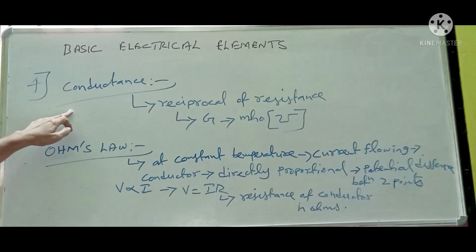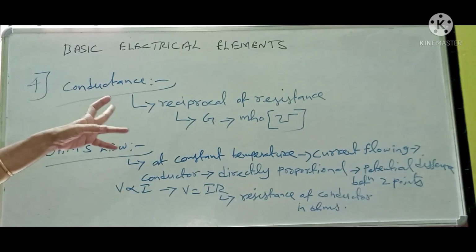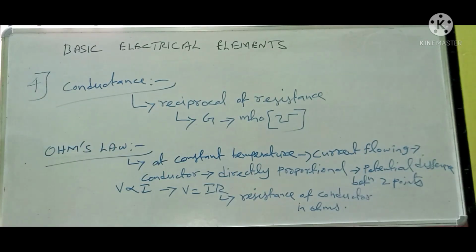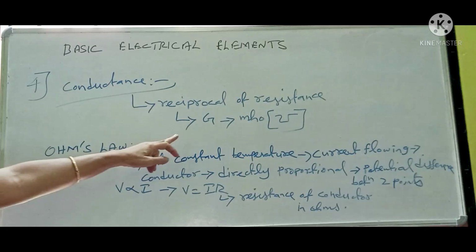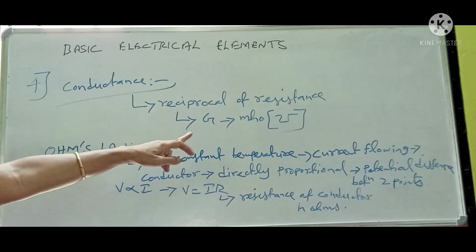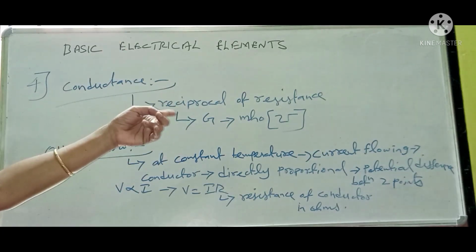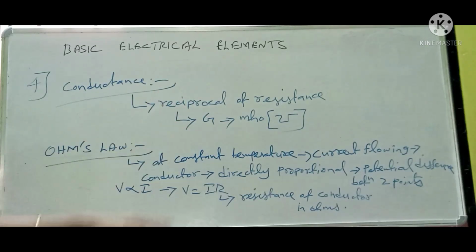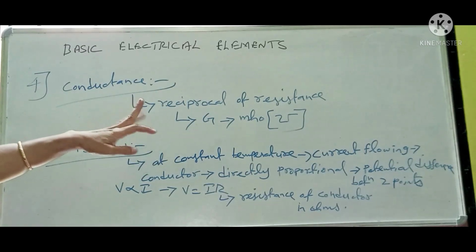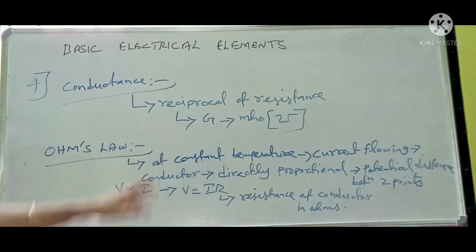Next is conductance. Conductance means the reciprocal of resistance. Resistance means stopping the current flow. Conductance means allowing the current flow. The conductance is denoted by the capital letter G. The unit of conductance is mho, which is the reciprocal of ohm. Conductance is the reciprocal of resistance, denoted by G. The unit is mho.